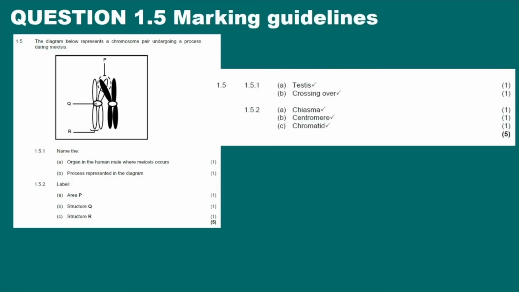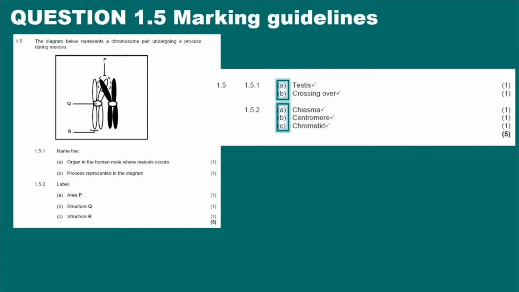So let's have a look at the memo. Question 1.5.1, they asked us to name the organ of the male human body where meiosis takes place, and that would be the testes. If they asked about the female, it would have been the ovaries. Then they also asked the process that takes place, and that's crossing over. If we look at question 1.5.2, area P is the chiasma. Then structure Q is the centromere, and then we also have the chromatid.